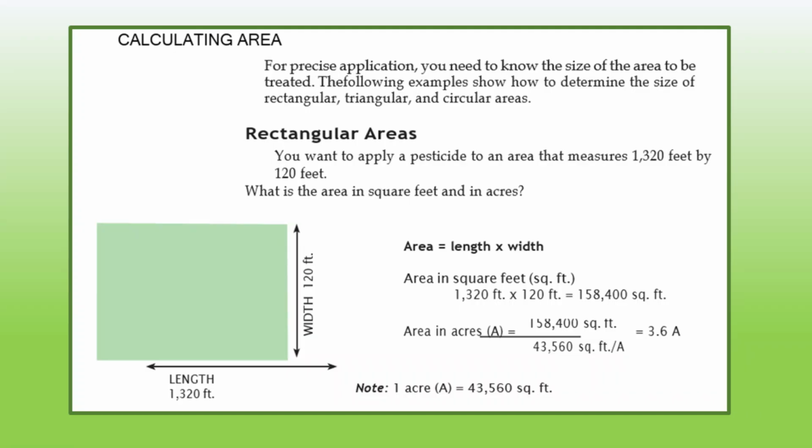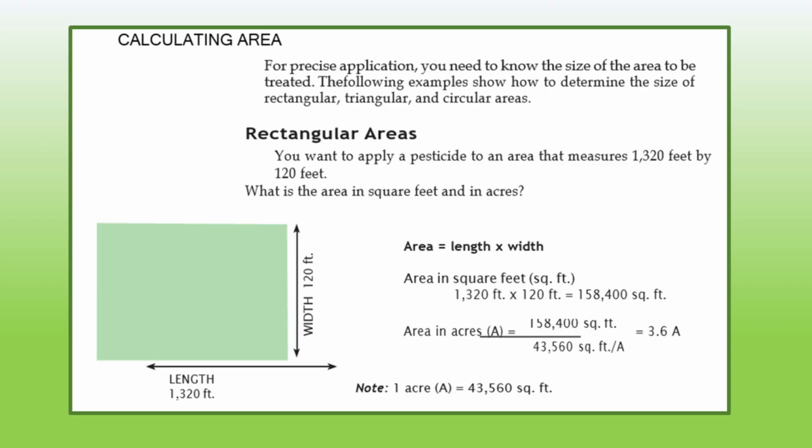Alright, now that I got my quick Go Gators plug in there, when we talk about calculations, it's important to know calculating areas is going to be a huge thing when it comes to handling pesticides. You're going to need to know how to calculate several different types of areas based on their shape and size. For instance, we're going to be looking at a rectangular area on this slide. Now for calculating area, for precise application, you need to know the size of the area to be treated. The following examples show how to determine the size of rectangular, triangular, and circular areas.